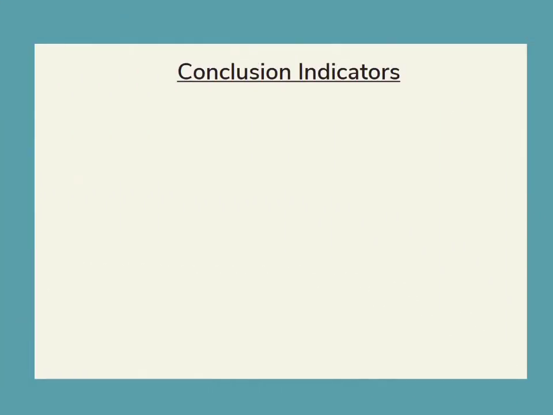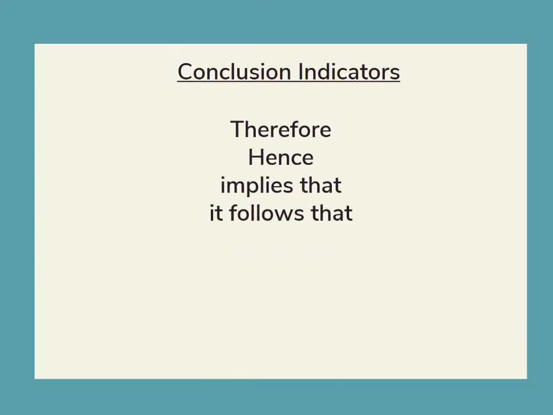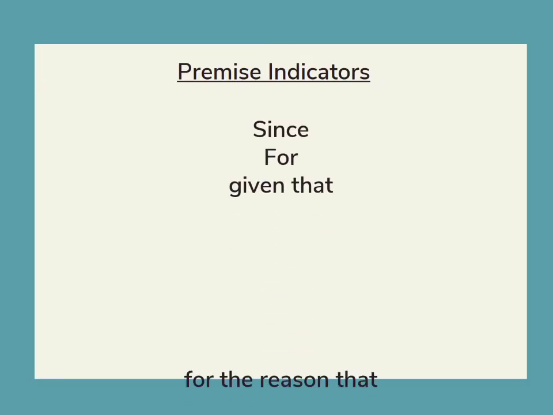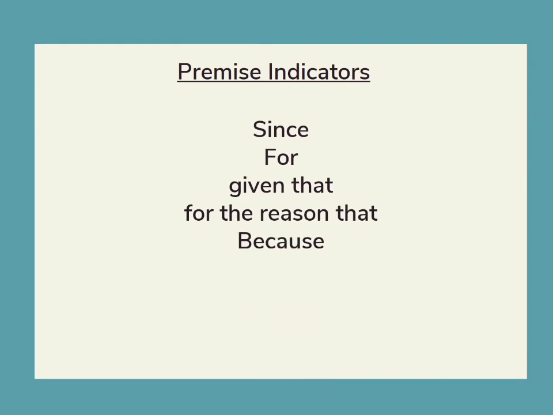Here are words and phrases that indicate the conclusion in an argument: therefore, hence, implies that, it follows that, so, thus, consequently, and many more. On the other hand, these are the words and phrases that indicate the premise in an argument: since, for, given that, for the reason that, because, as, is shown by the fact that, and many more.